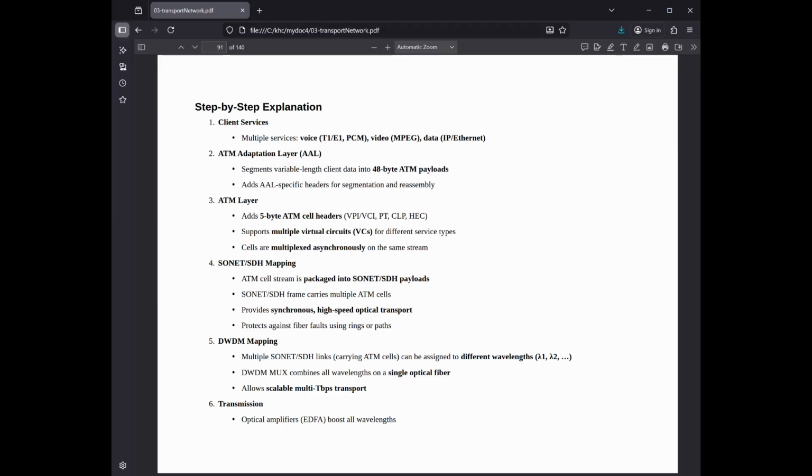Multiple pipes: a single fiber can carry 80 plus wavelengths. One wavelength might carry an ATM over SONET stream, while the wavelength next to it carries pure Ethernet. Transparency: to the DWDM system, the ATM cells are transparent. The DWDM system just moves the photons from point A to point B.